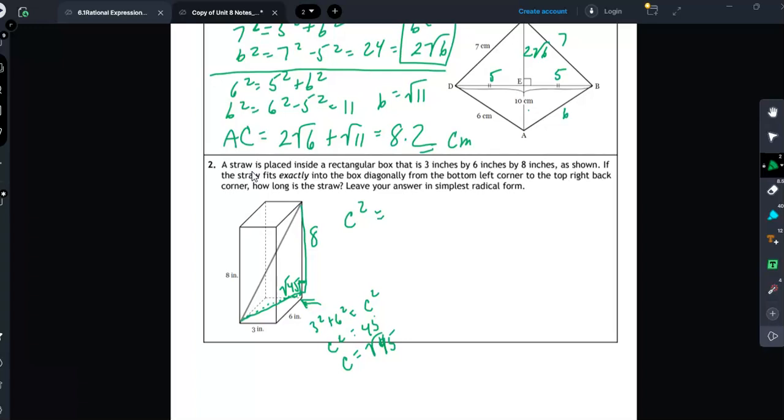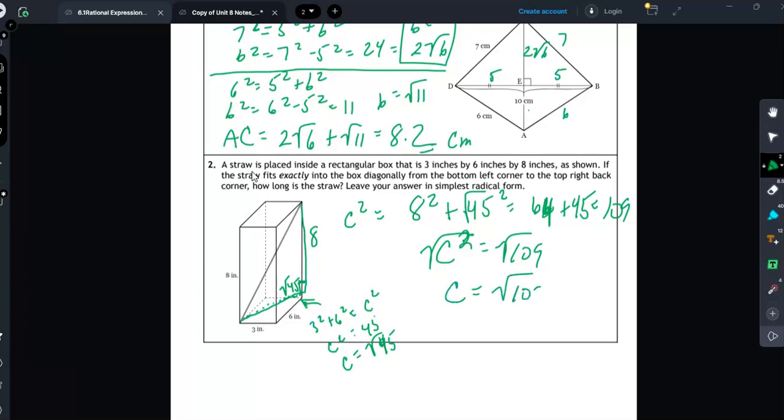We have 8, the square root of 45, and we have our hypotenuse. So c squared is equal to 8 squared plus the square root of 45 squared, which is 64 plus 45, right? Which is 109. Okay, so the straw should be the square root of 109. Leave it in radical form. That is our final answer.